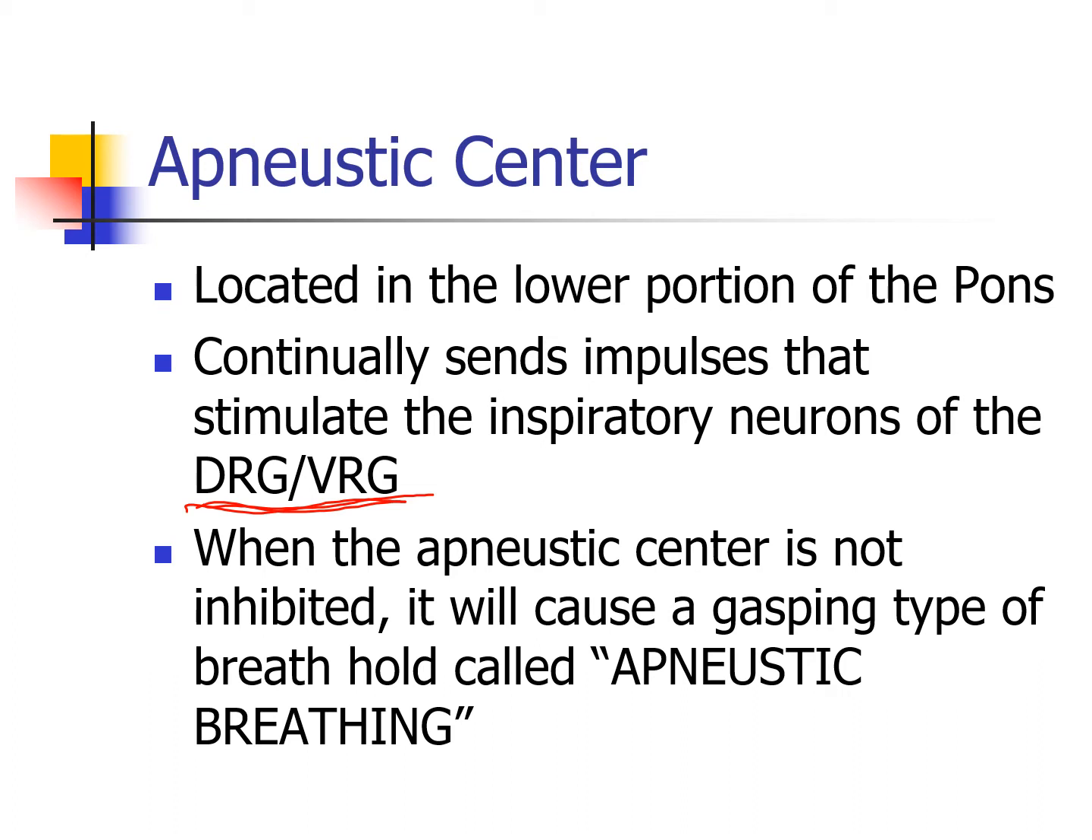If your apneustic center is saying, hey, you need to take a big breath, well, it'll tell the DRG, take a big breath. That will then tell the VRG, hey, help me out here. And the VRG is like, okay, I can help you out, right? And then it'll help you take a very big breath. So I always remember this as very big friend or very big breath. Inhale, very big breath. Exhale, right?